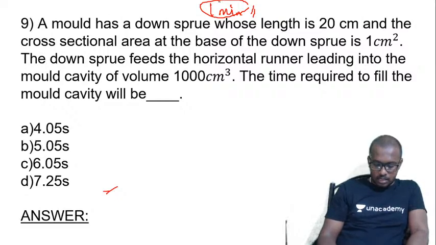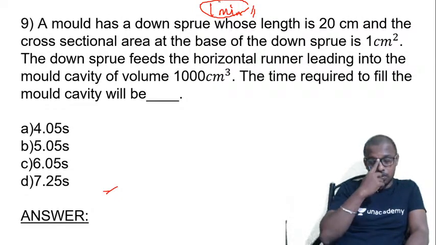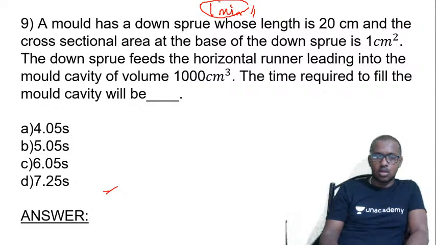A mold has a down sprue whose length is 20 centimeter and the cross sectional area at the base of the down sprue is 1 centimeter square. The down sprue feeds the horizontal runner leading into the mold cavity of volume 1000 centimeter cube. The total time required to fill the mold cavity will be dash. Please answer this.